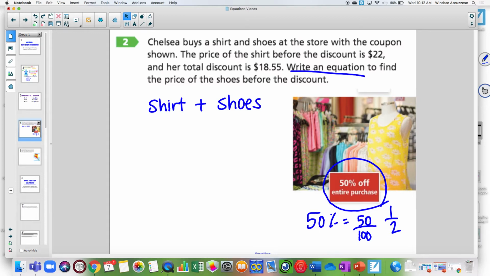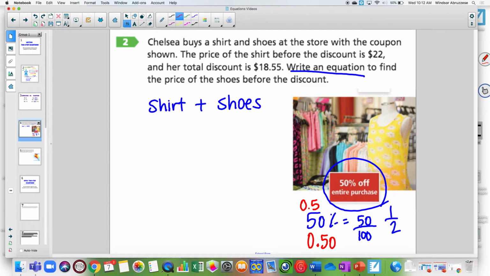Or 50% as a decimal is 5/10 or 50/100ths, right? These are all little facts you might want to jot down. What else do you know about 50%? Write it down, okay? I'm taking 50% off of my shirt and my shoes.